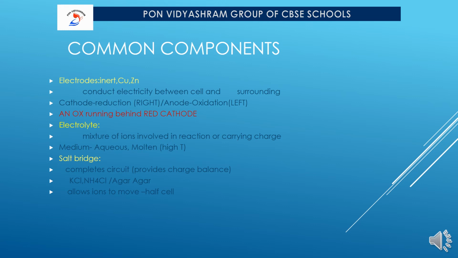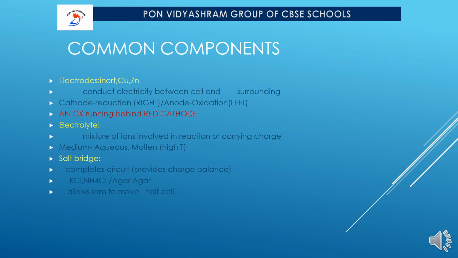To write the complete cell reaction, oxidation will always be written on the left hand side, and reduction on the right hand side. Always we will have confusion on this. To avoid that, we can remember this simple method: An Ox running behind a Red Cat, which means An is anode, Ox oxidation reaction, Red reduction, Cat cathode. Please remember this. It is a simple way to remember it.